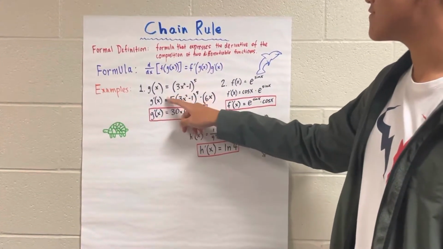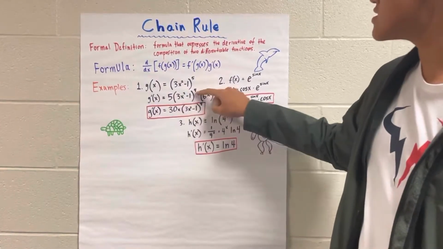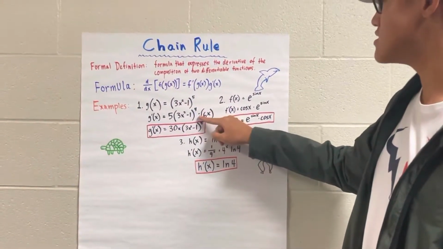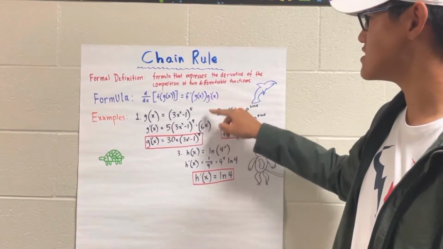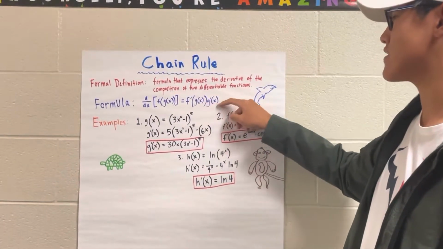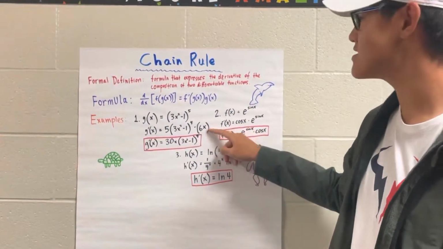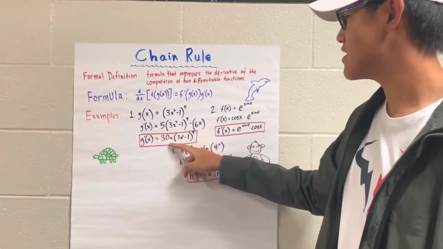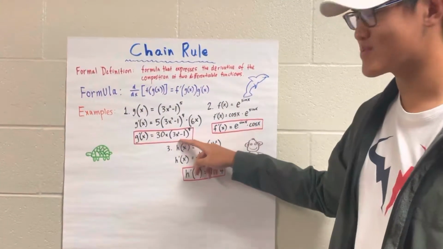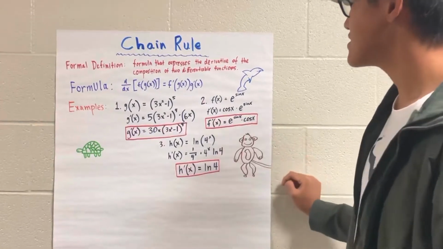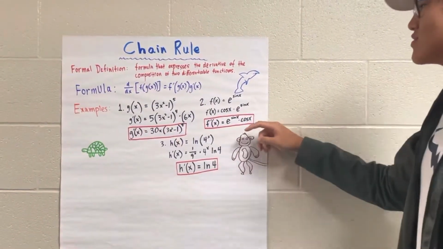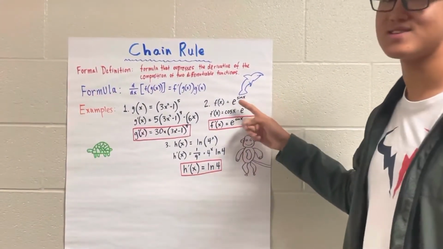So this leaves 5 times the inside function to the power of 4, and then knowing we have to add 6x at the end due to this part of the rule, where the derivative of the inside function is multiplied at the end. So this leaves our final answer as 30x times (3x squared minus 1) to the power of 4.